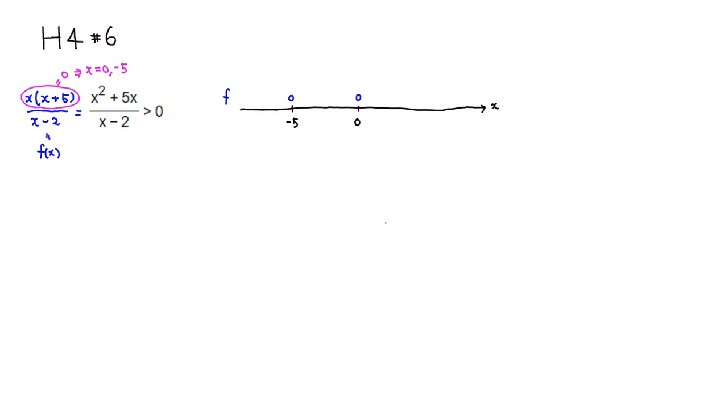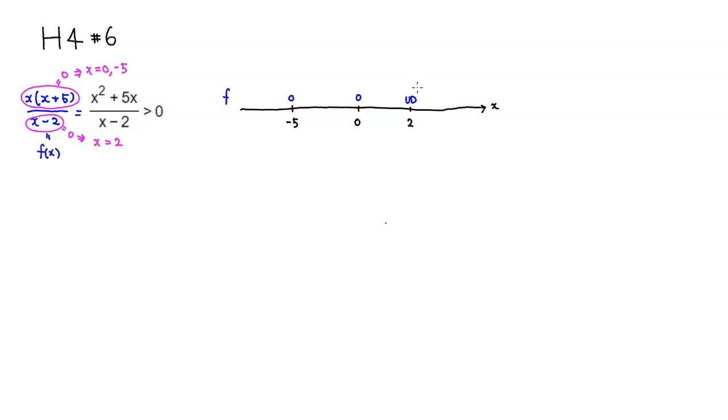Then we're going to set the denominator equal to 0. So you see that we have x equals 2. I'm going to put a tick mark there, and it doesn't have to be to scale. So what happens to the function f when x equals 2? Since the denominator is 0, the function becomes undefined. So instead of 0, I'm going to put UD just to indicate that it's undefined there.